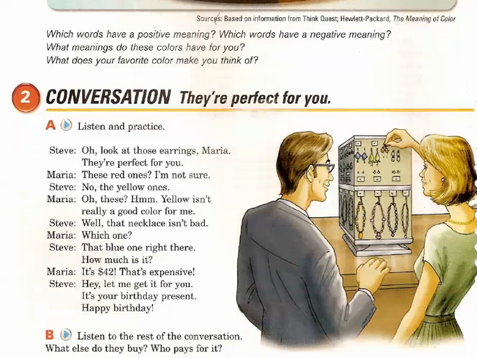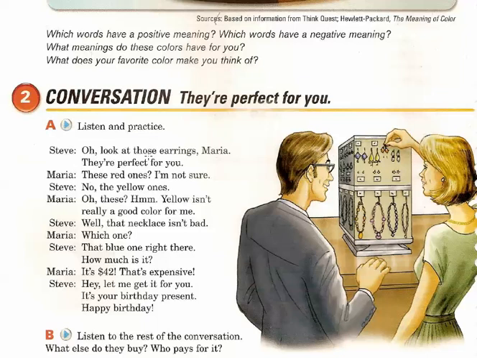We have a conversation here. Listen and practice. Here we have a man and a woman. They are talking about earrings and a necklace. So let's listen to the conversation between Steve and Maria.